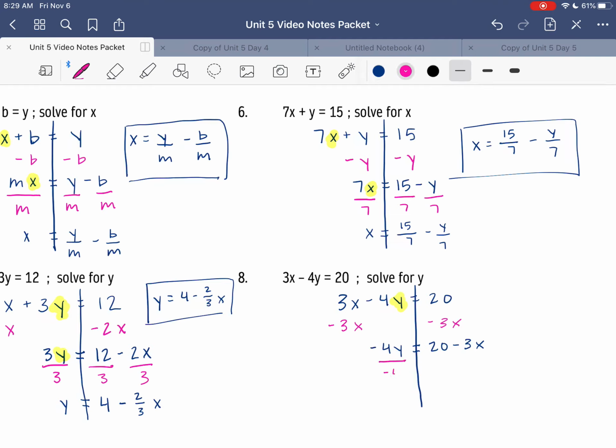And then I need to divide everything by -4. And let's clean up a little bit. So 20 divided by -4 is -5. -3 divided by -4 would be positive. A negative divided by a negative makes a positive. And I can just leave it as 3/4 x. And now that's something we could graph. We see the y-intercept, which in this one would be -5. And then the slope is 3/4.